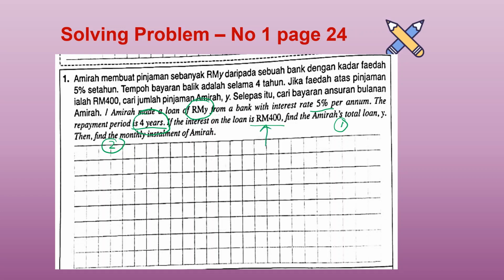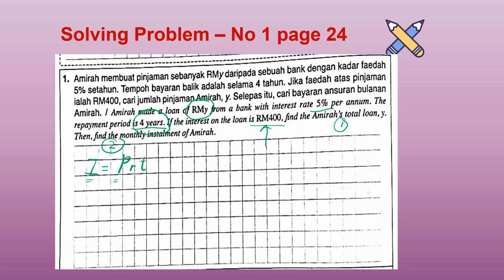The keyword here is they give you the interest on the loan, 400. They give you interest already. So you must use the formula of simple interest. Remember or not? I equals PRT. I is for the interest, P is for the principal, the amount of money. So here P is Y. R is the rate and T is the time.